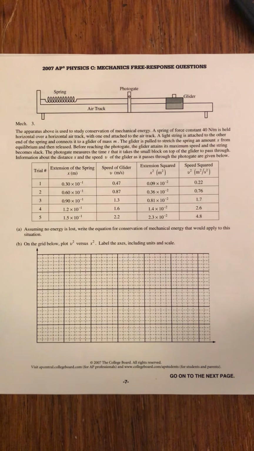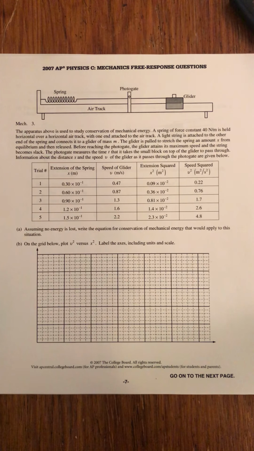2007 Physics C Mech 3. So I've got a spring, a glider, an air track, so we're not going to have friction. That's good. So this is probably something about energy. If I've got a spring here, let's see. The apparatus above is used to study conservation of mechanical energy.